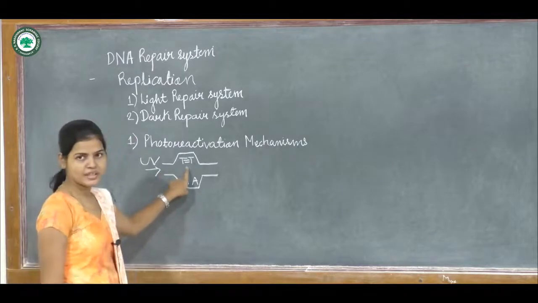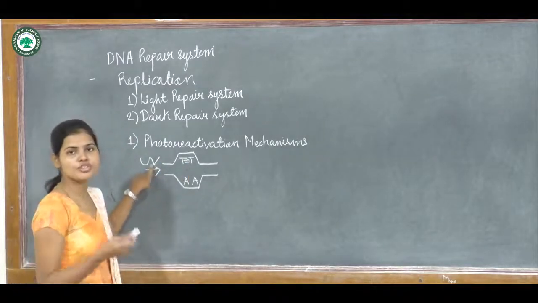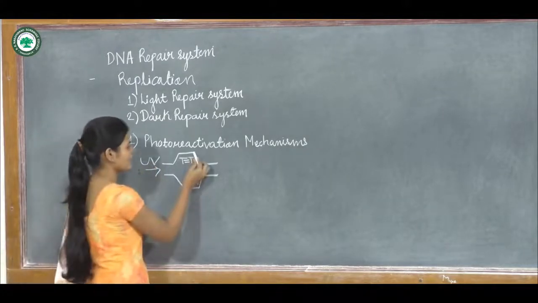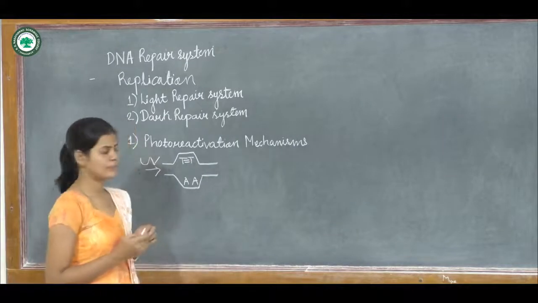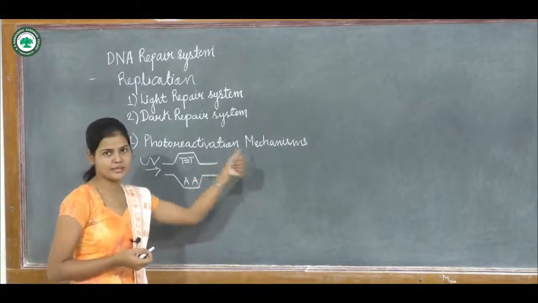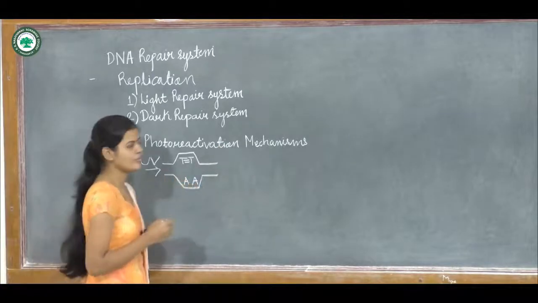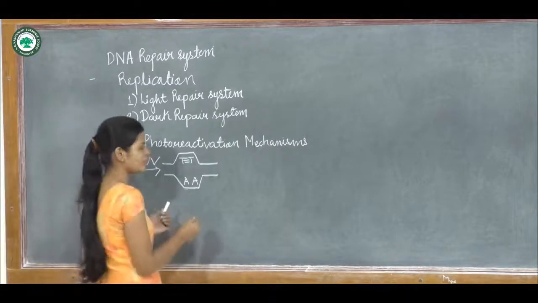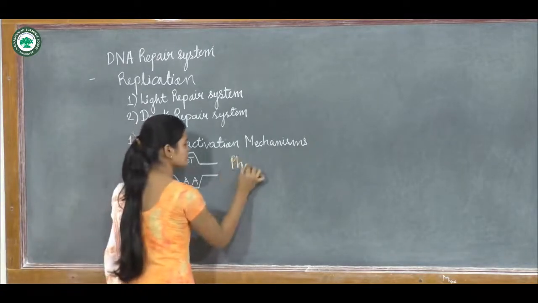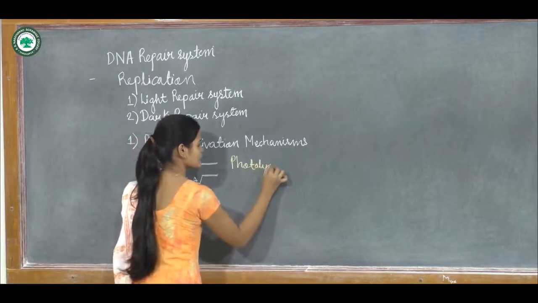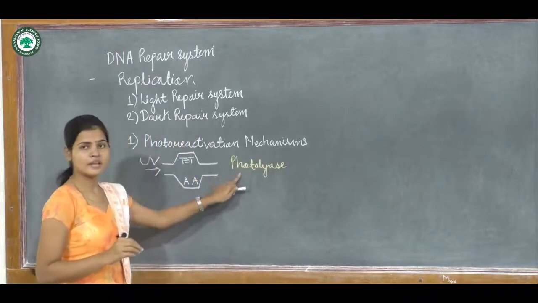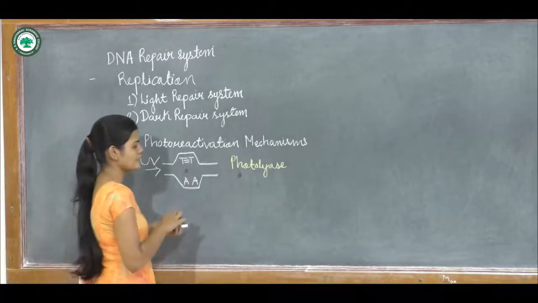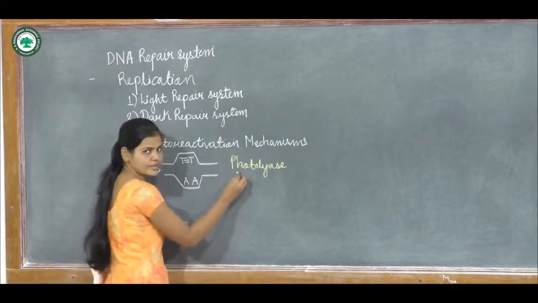formation of thymidine dimer due to exposure of DNA to UV. Due to a heavy dose of UV, there will be formation of this thymidine dimer. Now what will happen during this photoreactivation mechanism or the light repair? There will be involvement of one enzyme, that is photolyase. This photolyase will recognize the thymidine dimer. Firstly it will be in the inactivated state.